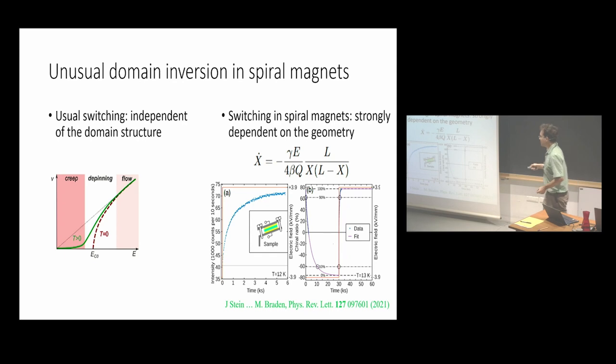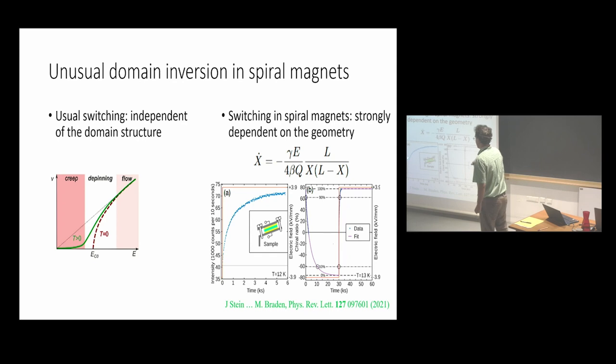Then this is experimental work by the group of Markus Braden from Cologne. They have done experiments with terbium manganite where they basically reverse the electric field, and on a huge time scale of kiloseconds. So 6 kiloseconds is like 10 hours, right?